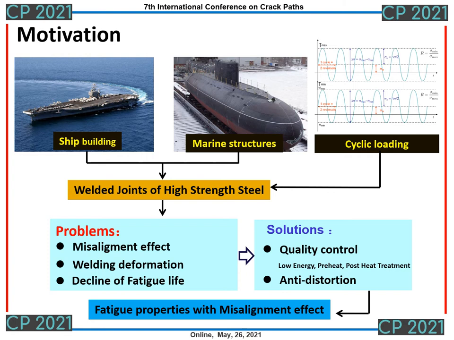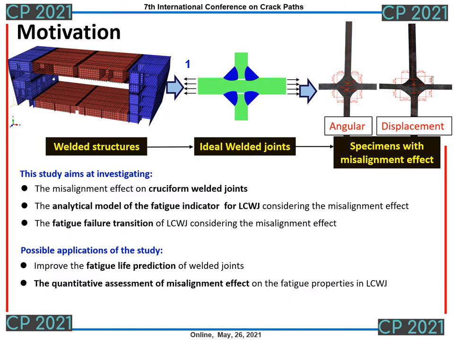But for a welded joint with the misalignment effect, how about the fatigue property? It is of great importance for fatigue life prediction. So the study aims at investigating the misalignment effect of the cruciform welded joint in our study. The second aim is the analytical model of the fatigue indicator for RCWJ considering the misalignment effect. And the third is the fatigue failure transition of RCWJ considering the misalignment effect. And in the future, the possible application of this study can be located in improving the fatigue life prediction of welded joints.